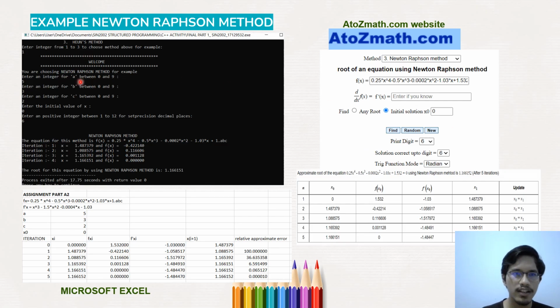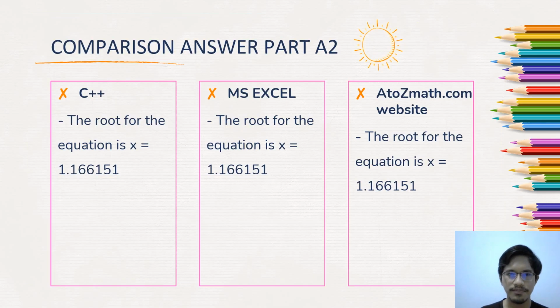Here is the example. I choose 1, Newton-Raphson, and enter A as 5, B as 3, C as 2. The initial value is 0. For decimal places, I put 6. Here is the output, the root is 1.166151. Same, I use Microsoft Excel to validate my answer from C++. I also use the a2zmath.com website to validate my answer.